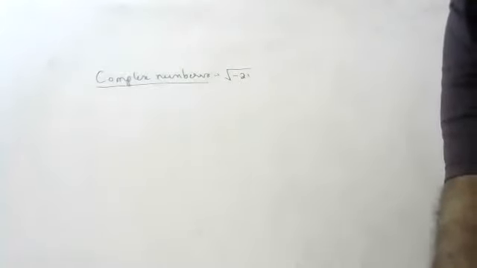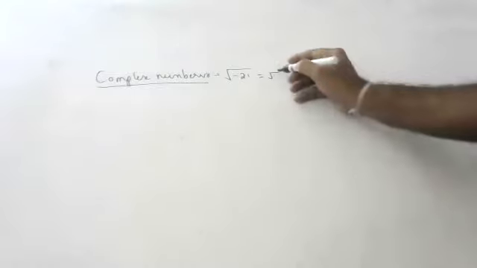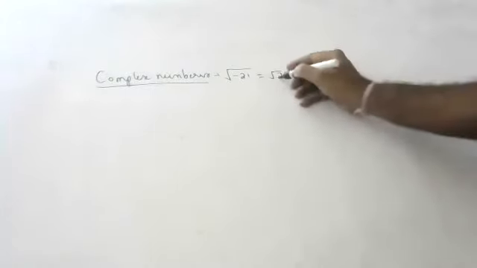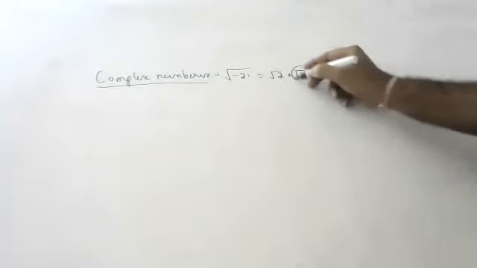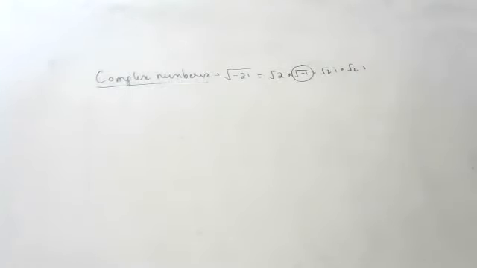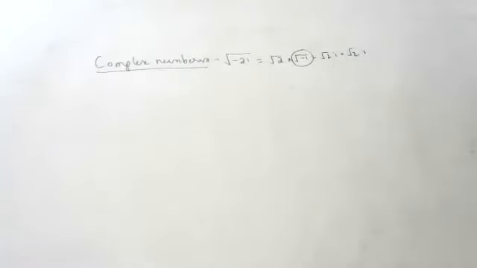Children, is the board clearly visible? Yes, sir. So I told you that we can write this as root of minus two, which is root two into root minus one. I told you all these things in yesterday's class. Now today I will discuss what this i is.